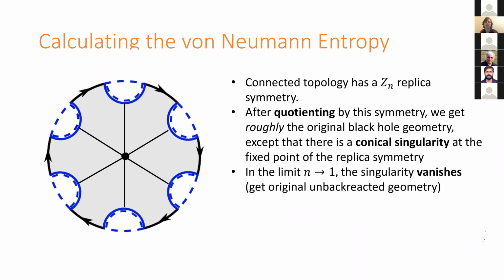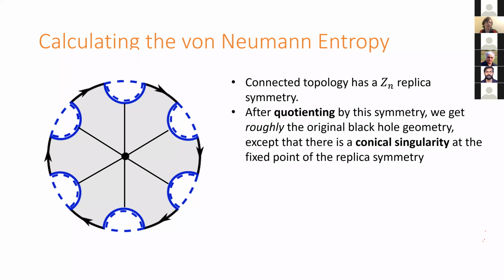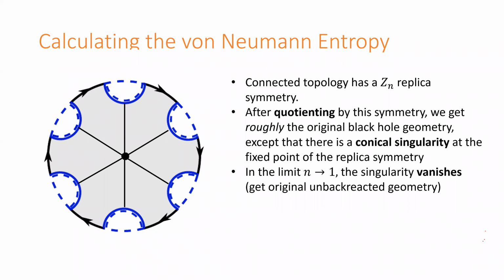Now, when we consider the quotient geometry, there's no reason that we have to consider integer n. We can just consider analytically continuing to non-integer n by just changing the strength of this conical singularity. So we take the limit n goes to 1, then the conical singularity goes away, and we get back the Euclidean black hole. Okay, we get back this original unback-reacted Euclidean geometry.